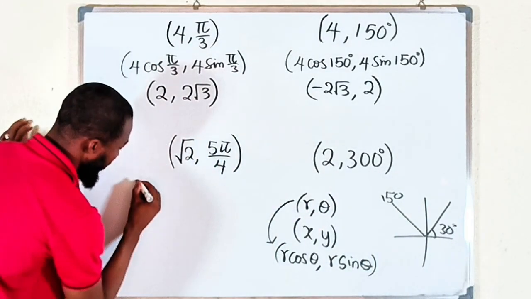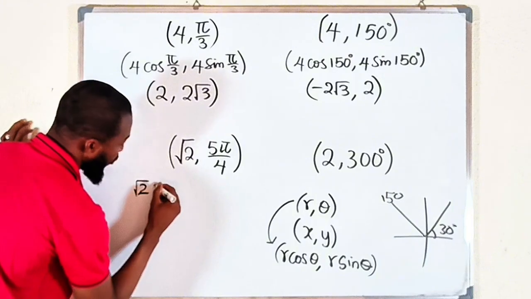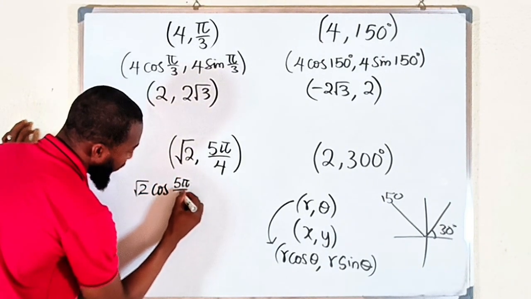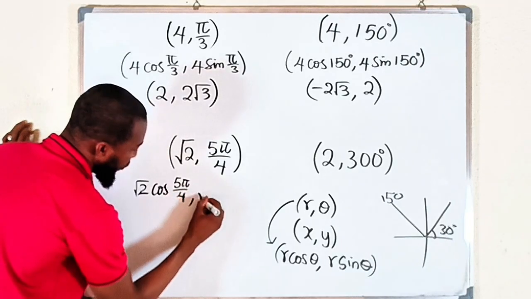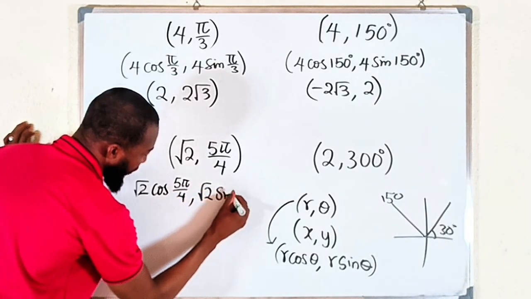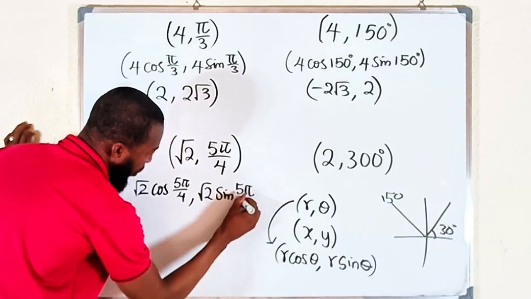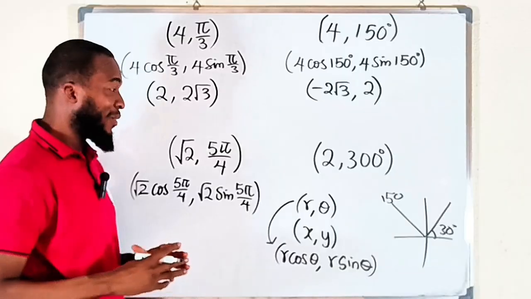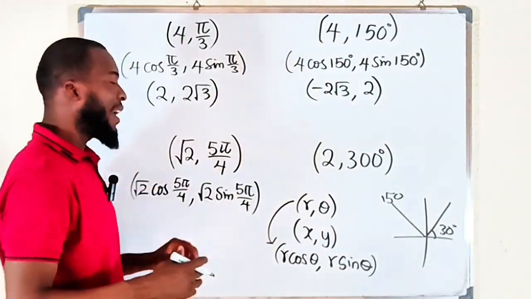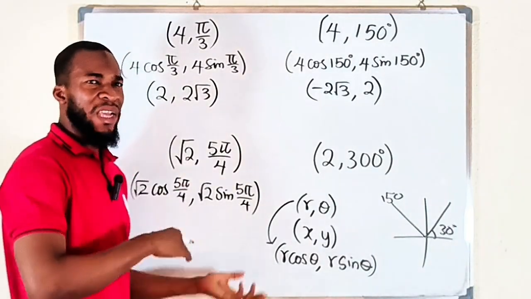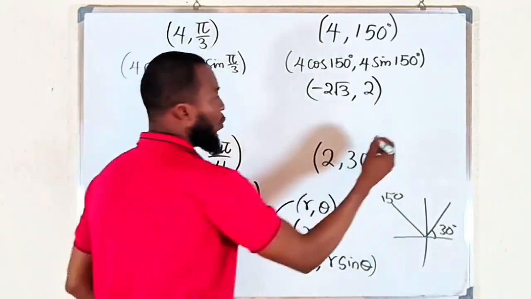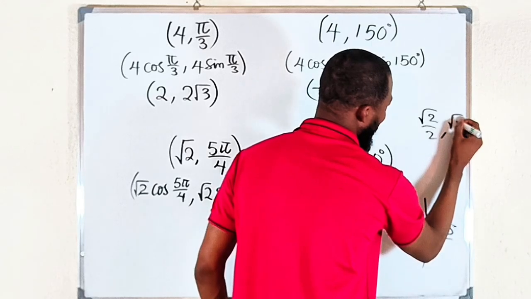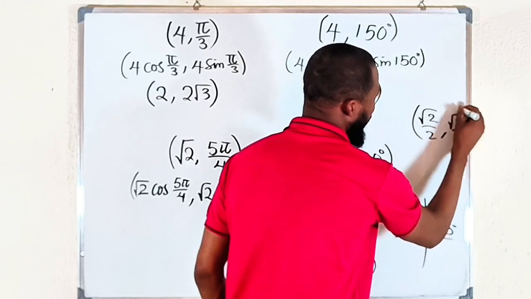we have root 2 multiplied by cosine of 5 pi over 4, comma, root 2 again, sine of 5 pi over 4. You can see that pi over 4 is our reference angle. Remember, what is cosine of pi over 4? Both sine and cosine of pi over 4 will give us what? Root 2 divided by 2. So if you are at 45 degrees, you have root 2 divided by 2, comma, root 2 divided by 2.